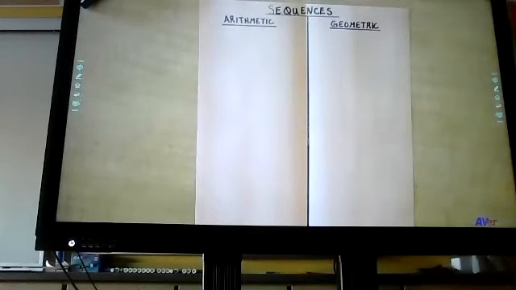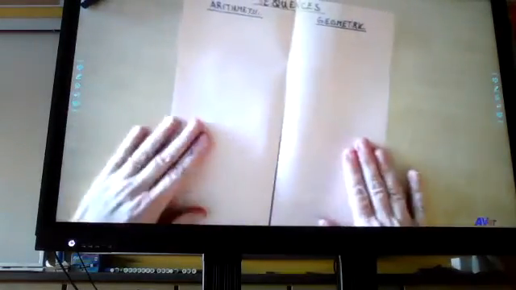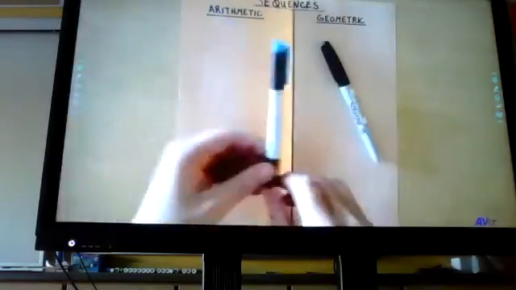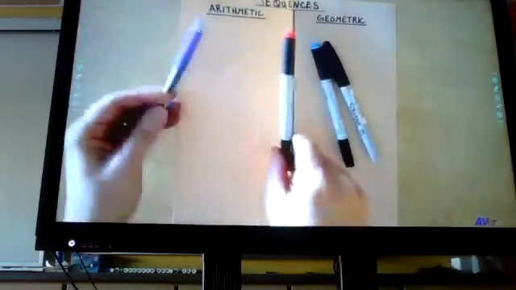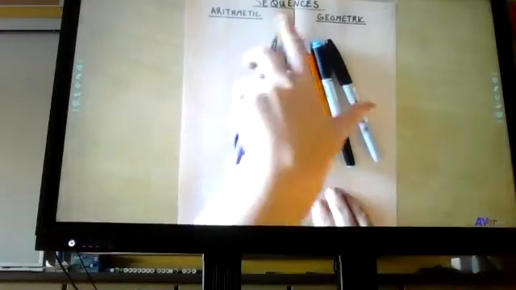Today you're going to be making your math folder notes for the sequence or chapter 5 folder. So the first thing you need to do is get a blank piece of paper and fold it in half, just like this. You'll need a lot of supplies today: maybe a marker, some highlighters, pencil, pens. You're going to need a lot of different colors today.